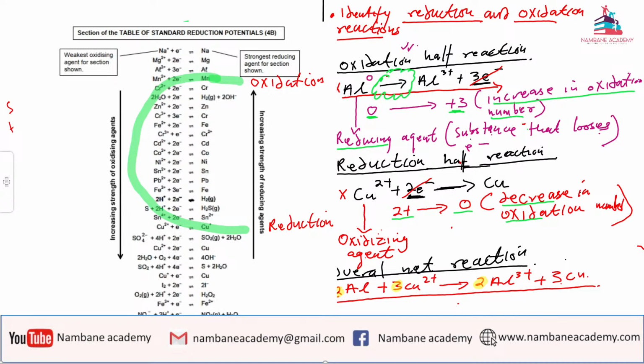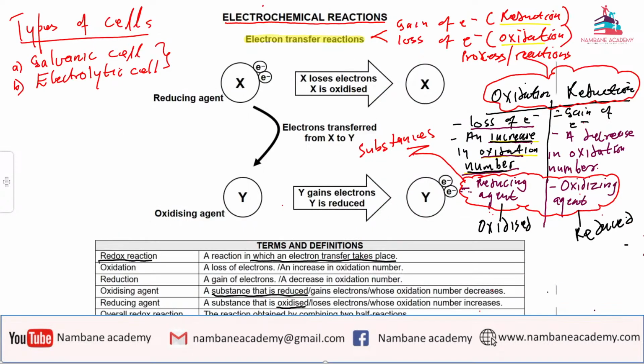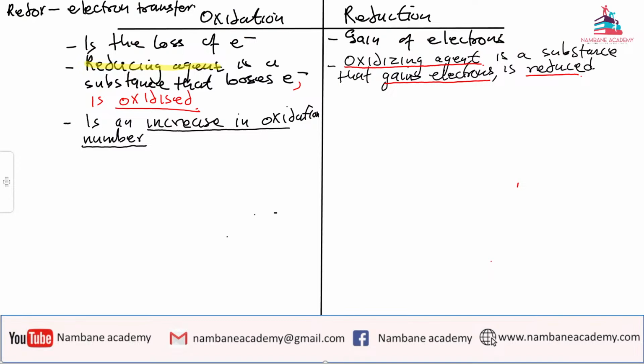It's very important. Why is it important, ladies and gentlemen? Everything in electrochemistry focuses on oxidation and reduction. If we are unable to identify that, ladies and gentlemen, we are going to have a lot of problems. Let's go back to this slide summarizing everything.